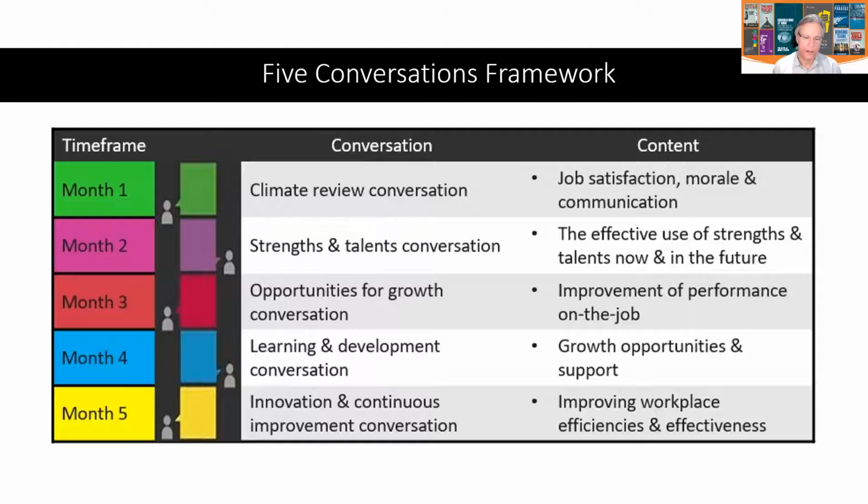Now, the very first question that you'll ask in a climate review conversation is this: on a scale of 1 to 10, 10's high, 1's low, what is your current job satisfaction? How would you rate your current job satisfaction? You might say, well, why am I asking that? Well, regardless what number the person gives you, let's assume, for example, that they give you a 6 out of 10. Then it opens the door for a conversation around why is it 6? Because obviously it's not 10. So why is it a 6?